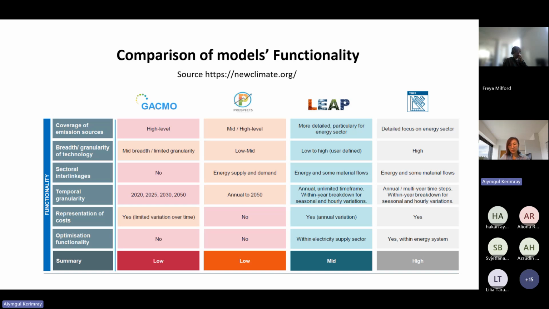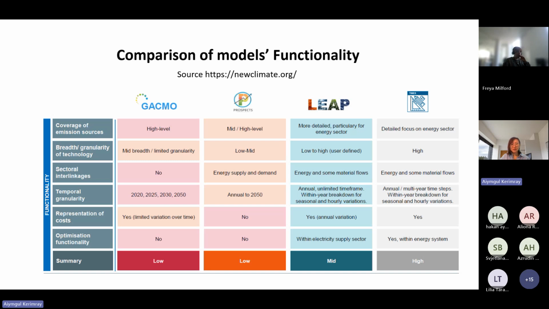It is decided by the user what is the step for a temporal disaggregation, as well as it provides opportunity to model seasonal and hourly variations. And of course, by disaggregating the model to seasonal and hourly variations, it means that the user has to provide all this data. So the more complicated the model is, the more data needs to be provided. So it's very important to bear in mind that comprehensive models would require, of course, more time and more data.